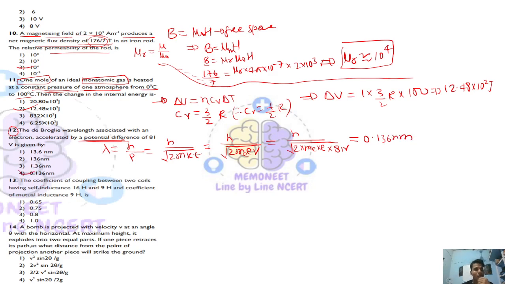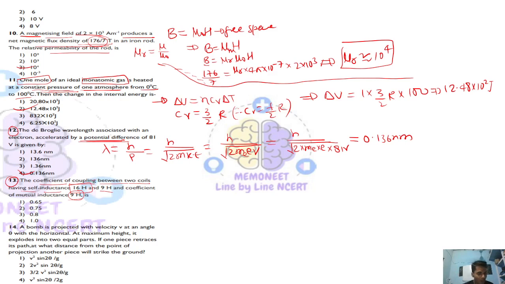Now moving to the other question. It's a question based on self-induction. The coefficient of coupling between two coils having self-inductance. The self-inductance of the first is 16 Henry and the other is 9 Henry, and you are asked about the mutual inductance of the 9 Henry coil.